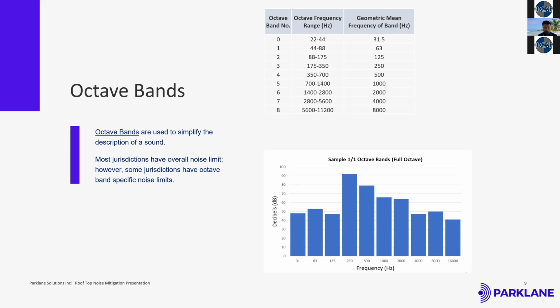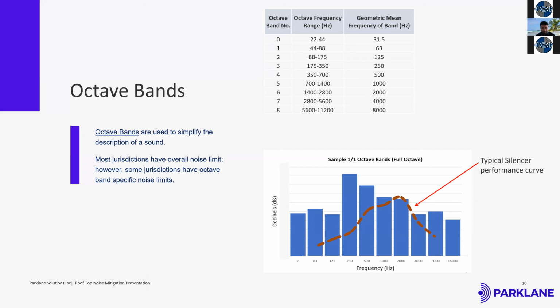In this case, just as an example, this illustration shows different noise levels in different octave bands. The 250 hertz band shows a higher noise level in comparison to the other ones. So a mitigation for this will be different from if the noise level at 63 hertz were higher. Now, in the next slide, you'll see a common performance of a typical silencer.